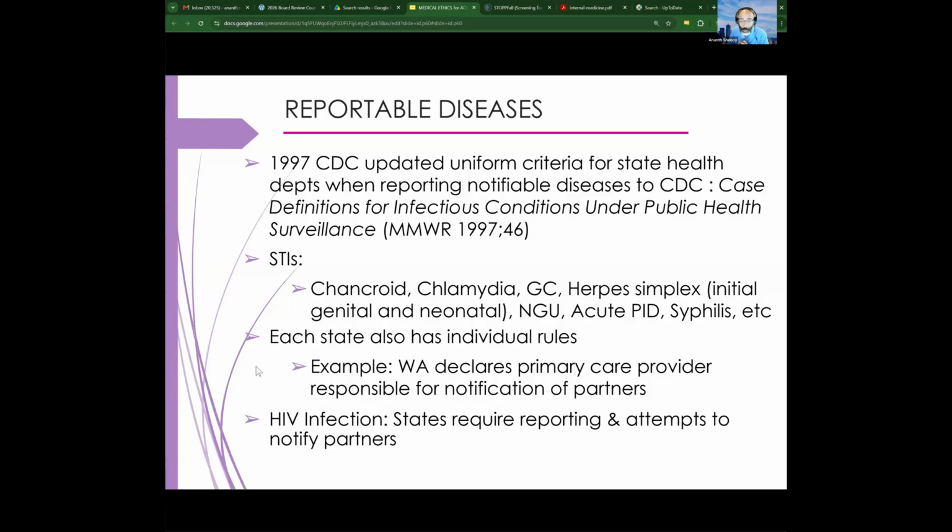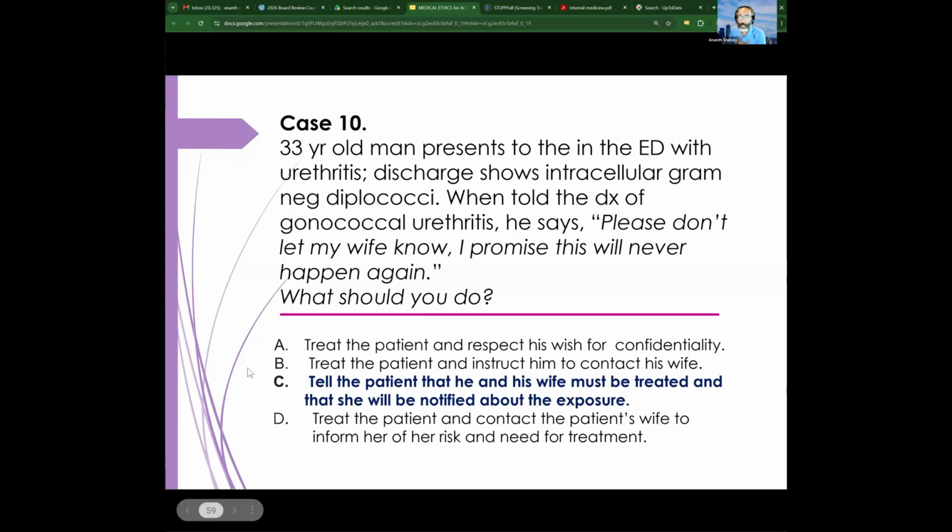And there are different rules. HIV often has different rules in different states. In fact, in Washington, the state will reach out to notify, and it's the obligation of the primary care clinician and the lab to both notify the state about that. So it is very helpful to know the process in whatever state you are in. In the case of Washington, and generally speaking across the board, the best answer here is to tell the patient that he and his wife must be treated and that she will be notified about the exposure. And it is not sufficient to rely on the patient to contact the spouse.